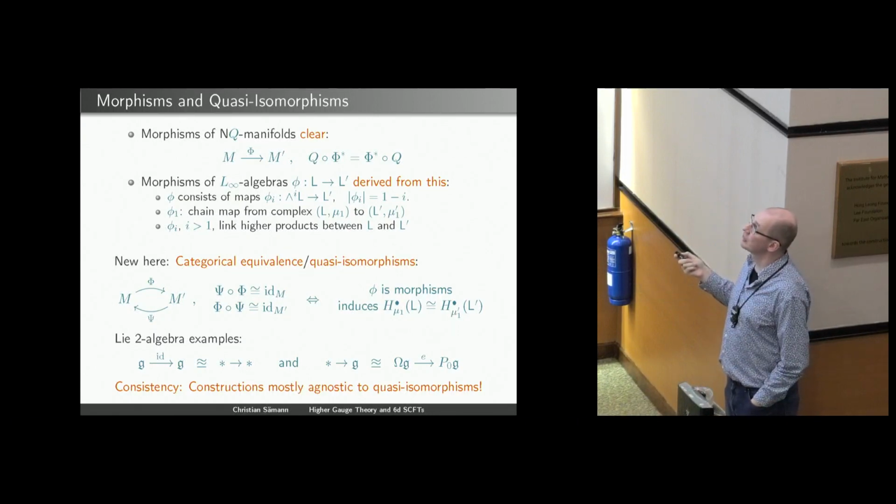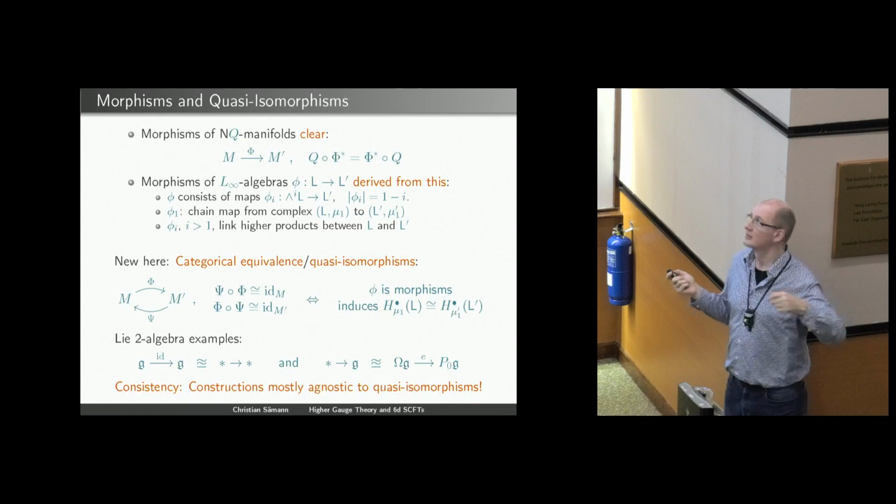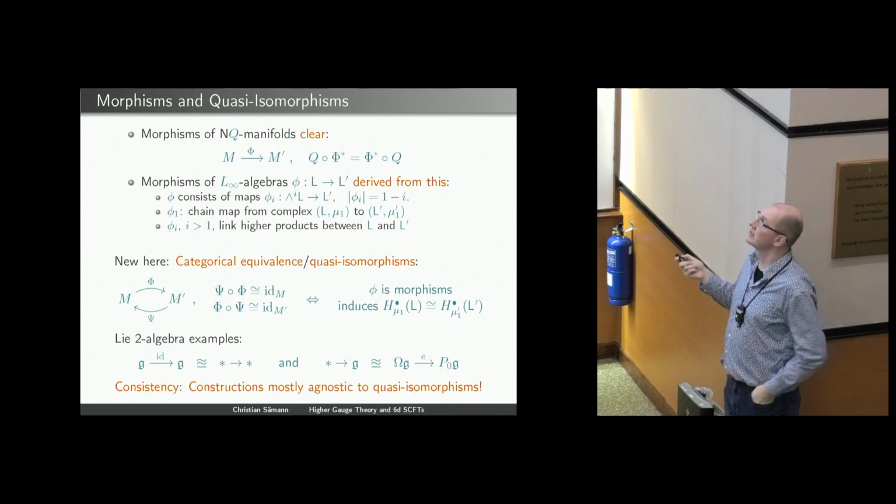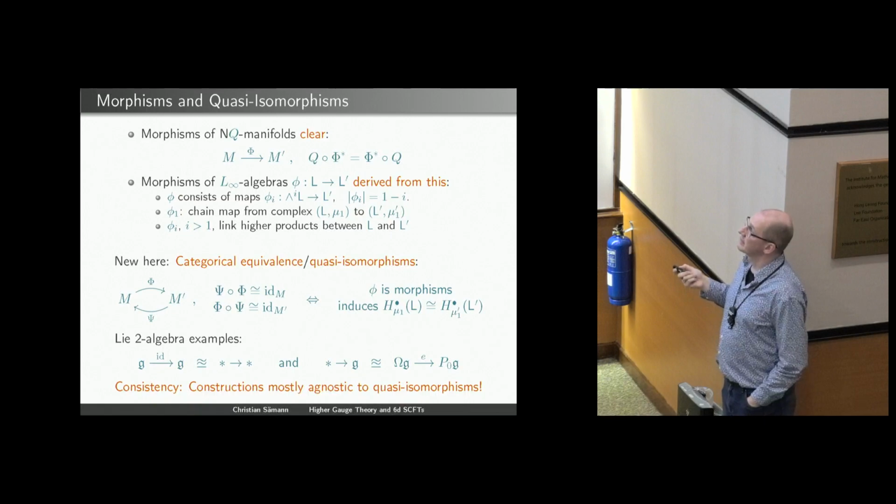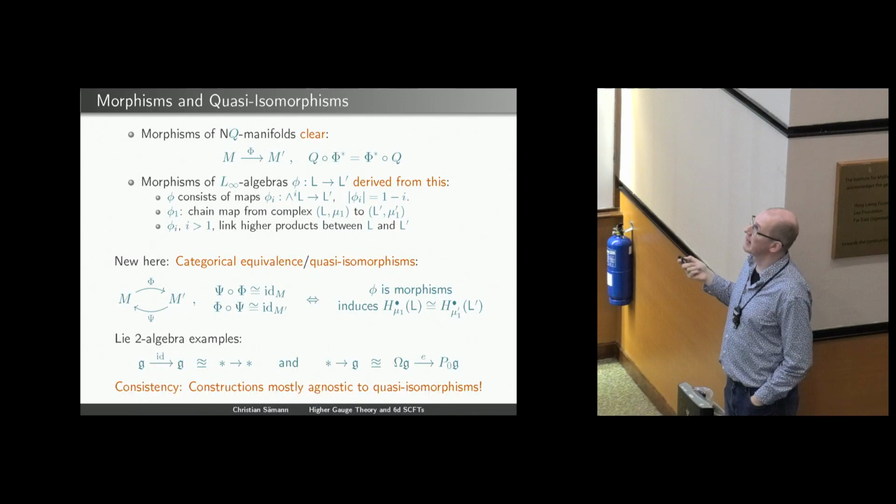Because they carry this vector field Q, you want it to be compatible with these morphisms. So you want the pullback of the functions on one to satisfy this relation and commute with the Q. Morphisms of L-infinity algebras are then derived from that, because it's just a dual picture. There's a straightforward way in which these morphisms give rise to maps phi_i, which are multilinear maps that take i antisymmetric powers of your L-infinity algebra and map to the target L-infinity algebra. You have phi_1, which is just a chain map of complexes, and you have higher phi_i that link the higher products between these.